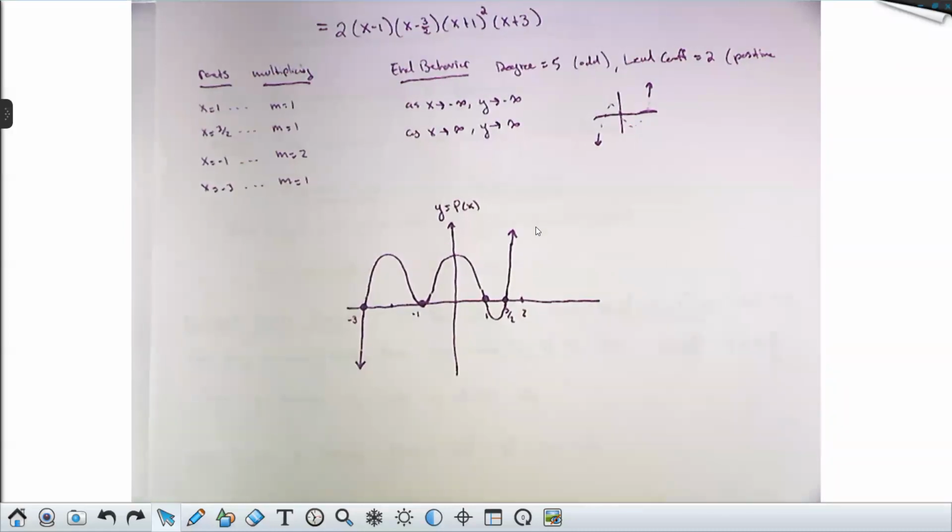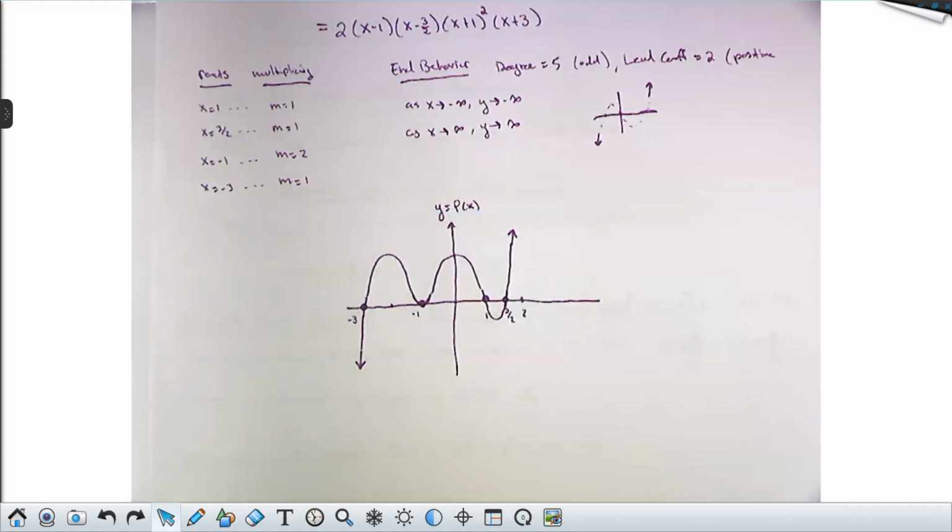And again, we can compare against Desmos. Before I pull up Desmos, any questions on where this graph came from? Remember, you will have to do this on a test.